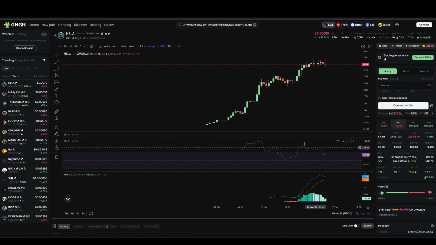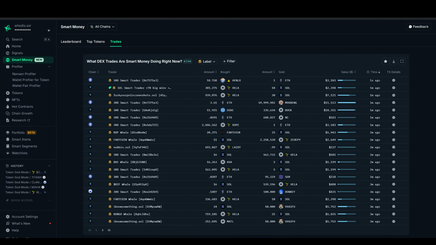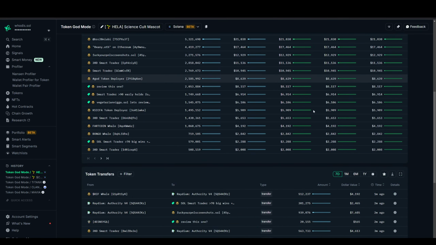Now it does seem momentum's coming out of this, so you have to be careful. You have to be able to read these charts, or at least read Elliott waves or something. Or the other option is you would watch smart money. So if we were looking at HELA here and we were on smart money, are any of them taking profits here?